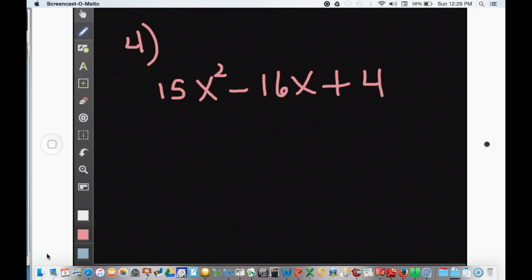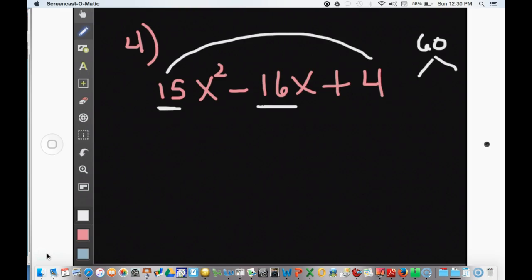Okay, welcome back. Right now, you should recognize this as one that's going to need regrouping. It looks a little bit like our basic method because we have an x squared followed by an x followed by a constant. The issue here is that there's a 15 in front of the x squared. So what I'm going to do is multiply the 15 times 4 and say that's 60. And I want to think, what are the factors of 60 that will somehow add up to the negative 16? And in my mind, I'm thinking 10 and 6.